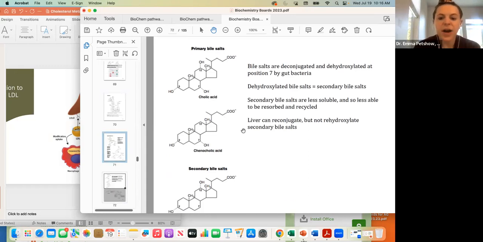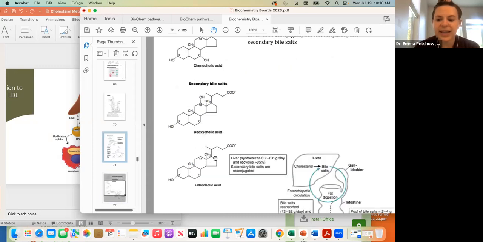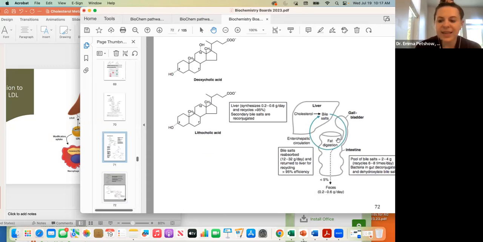Okay. So otherwise, this cycle, primary and secondary bile salts being secreted from the liver through the gallbladder into the intestines, will continue to be recycled unless it's bound to fat and then goes into feces. And so we can see here that less than 5% actually are being removed in the feces. The majority of them are being recycled, 95%. So it really is not much.